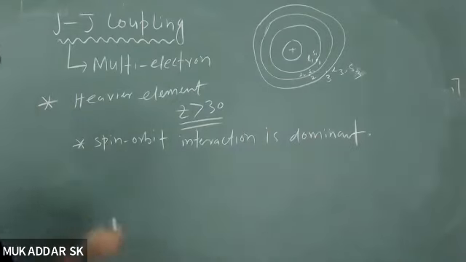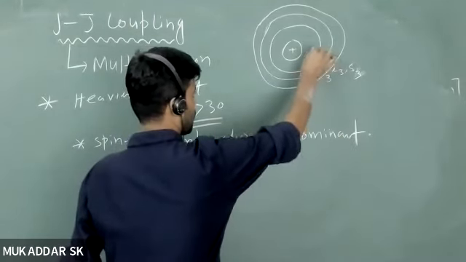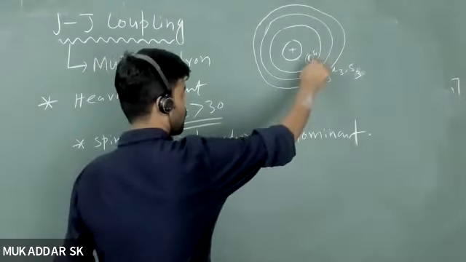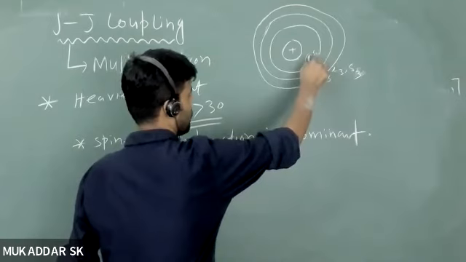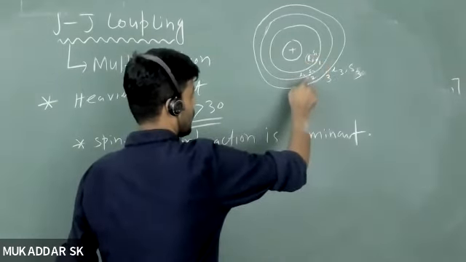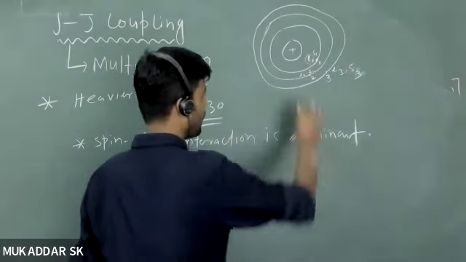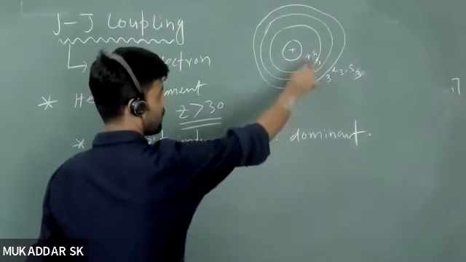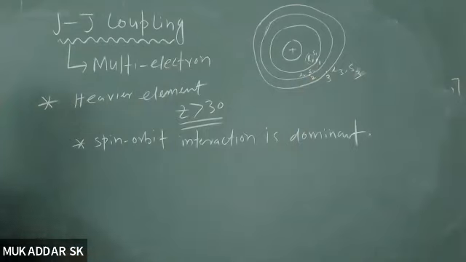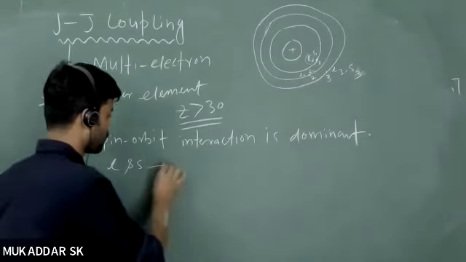What does it mean? Each electron will have L and S, so they will interact with each other. Let us assume electron number 1 has orbital part L1 and spin part S1. They will interact with each other. Similarly, L2 and S2 will interact with each other, and L3 and S3 will interact with each other, and that interaction is dominant. Earlier, for lighter elements, the L-L interaction and S-S interaction was dominant. But for this case, the LS interaction is dominant. That L and S interaction is dominant.